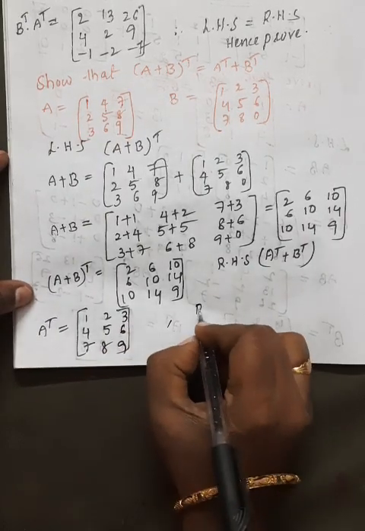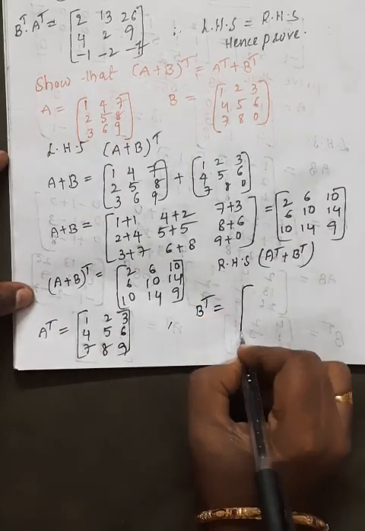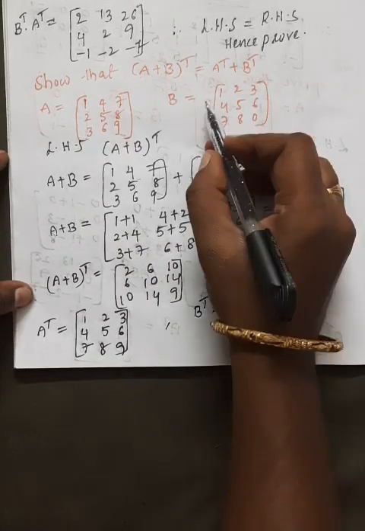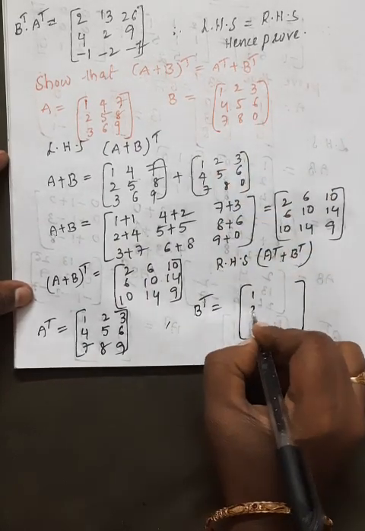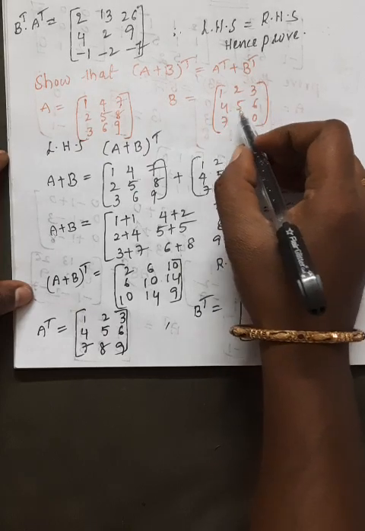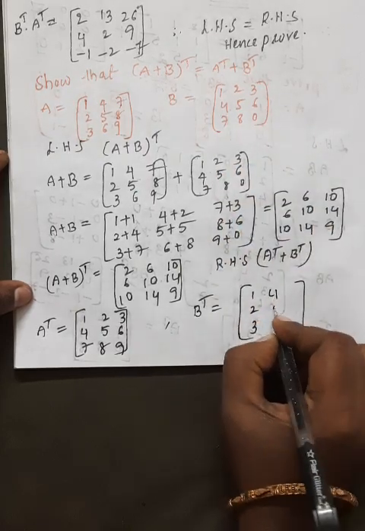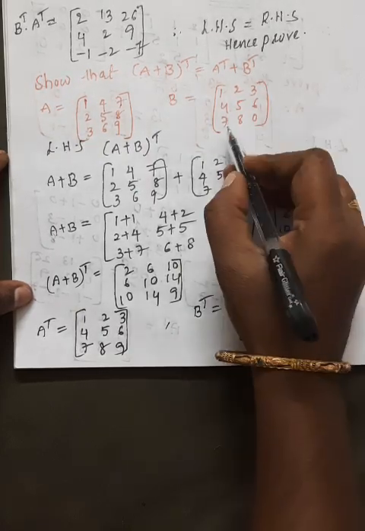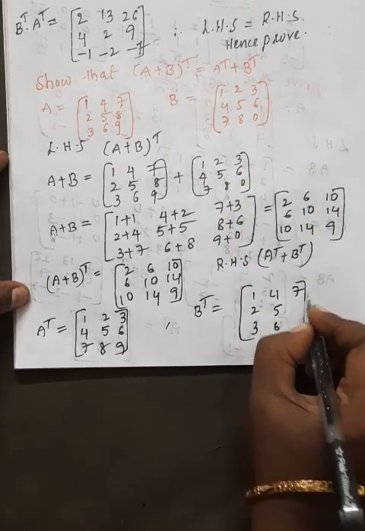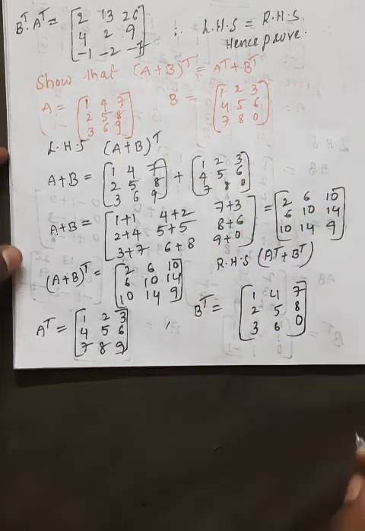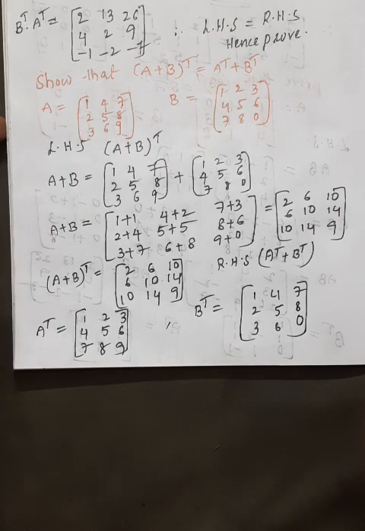Similarly, B transpose is equal to: 1, 2, 3 is in row form, we should write it in column form. 4, 5, 6 is in row form, we should write it in column form. 7, 8, 0 in row form, we should write it in column form. So like this you have to find A transpose and B transpose.